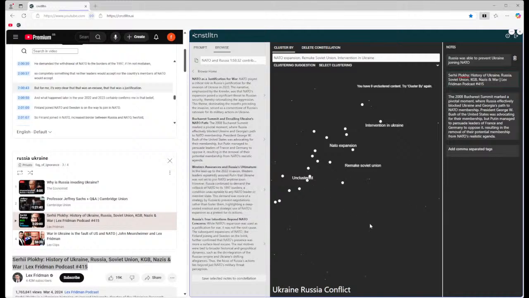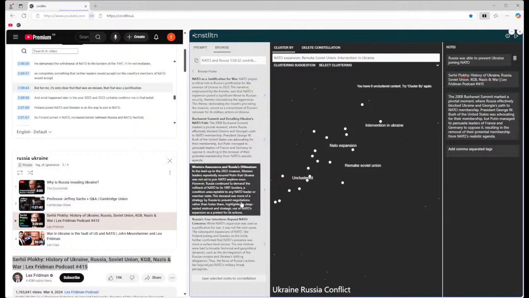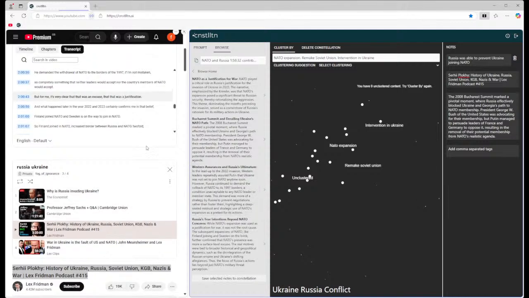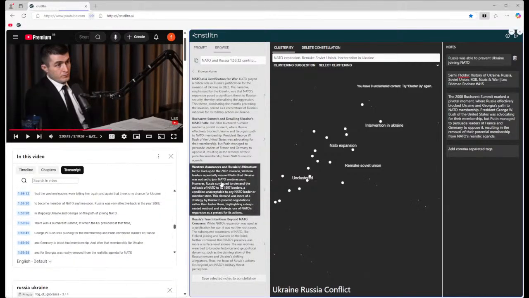Then the second part of that argument is they've already proven their influence. So NATO listens to Russia, and then Russia has this ultimatum to move back to 1997 borders, which is unacceptable.